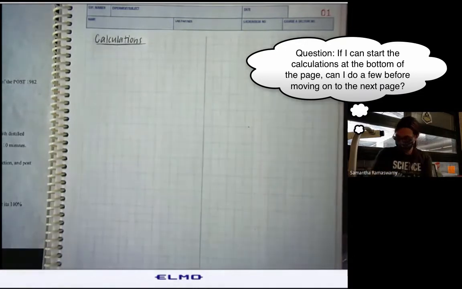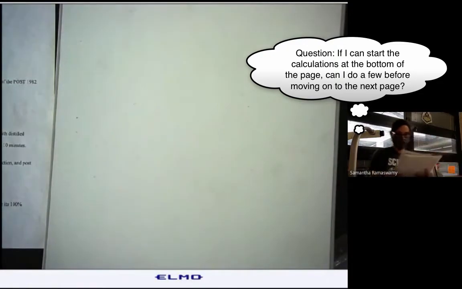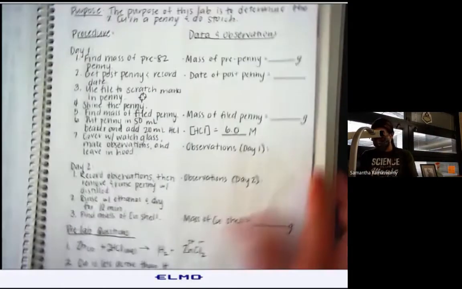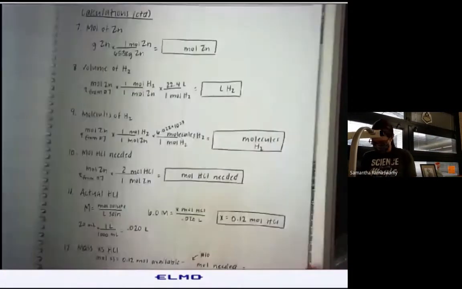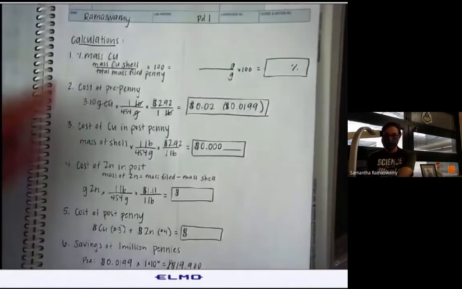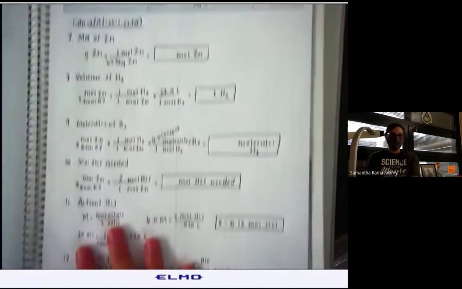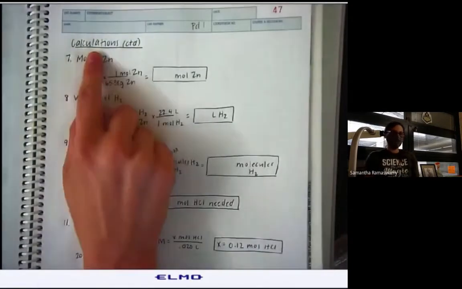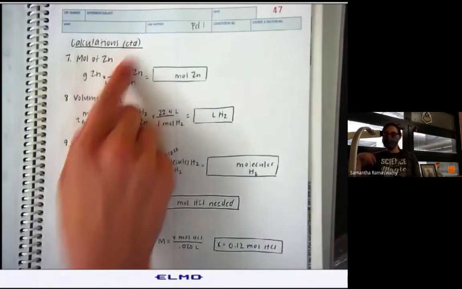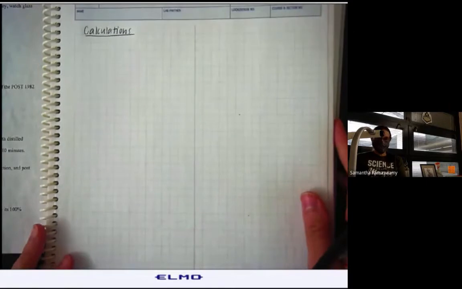So here, I'll show you what I did with the other class. So let's see, this was your class period. So for example, first period, I ended up starting it, but then I got 1 through 6 done. So then I just had to go to the next page. So then at the top, you just want to put calculations continued and then just keep going through.